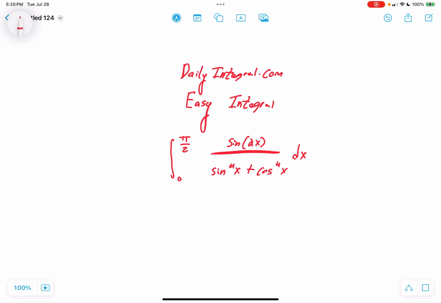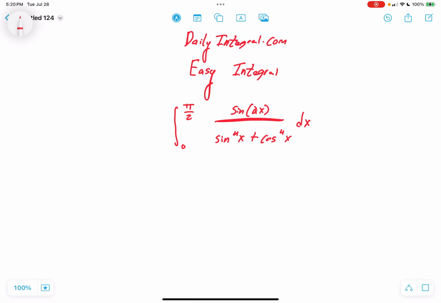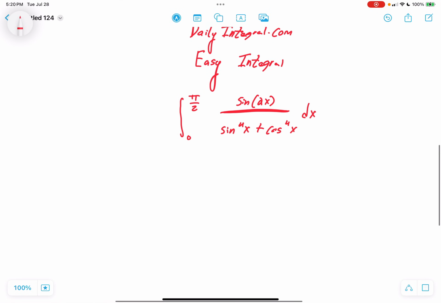Alright, I have a feeling this integral is going to take a while, but let's try solving it. And this was only the easy integral on dailyintegral.com. So first thing I notice is I have a sine to the 4th x plus cosine to the 4th x. And I'm going to try and simplify that in some way.